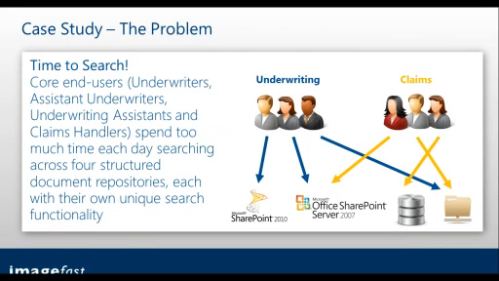A quick overview of some of the problems. The key problem really for the core end users, being underwriters, assistant underwriters, underwriting assistants and claim handlers, is that they are spending far too much time each day searching for content across these 4 key structured document repositories, each of which has their own unique search functionality. So rather than being able to do a single search across all of them, they're having to go into each repository, work out the different kind of search capabilities, run a search, and then see if they can find the content they're looking for. This is taking far too much time.